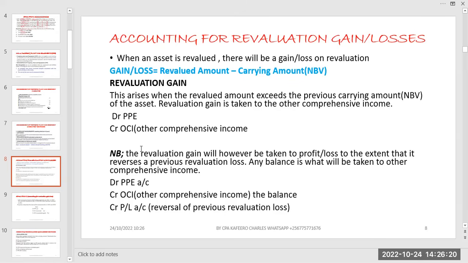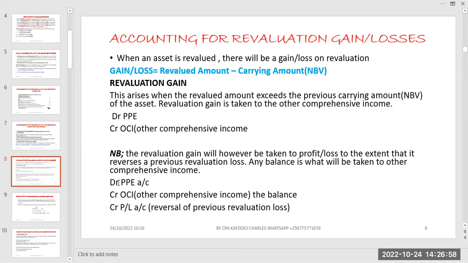And any balance is what will be taken to the statement of other comprehensive income. Another person can say the balance will be taken to the revaluation surplus, but all it means the same thing, so long as you get the concept. That's why here we credit the OCI, that is the other comprehensive income, with the balance. Then we credit the profit and loss account by the previous revaluation loss.